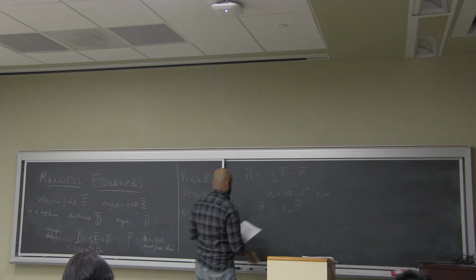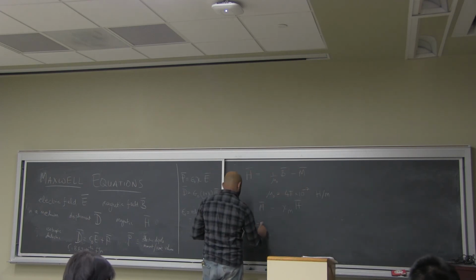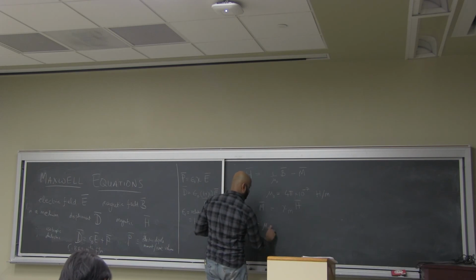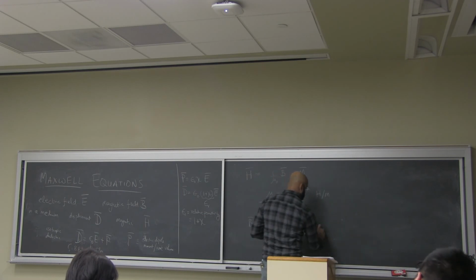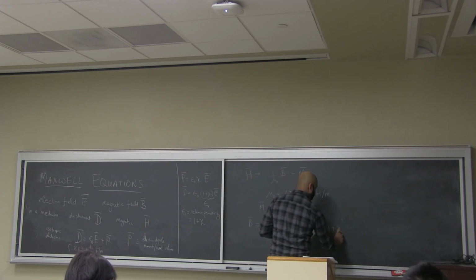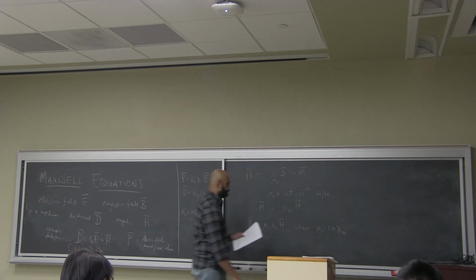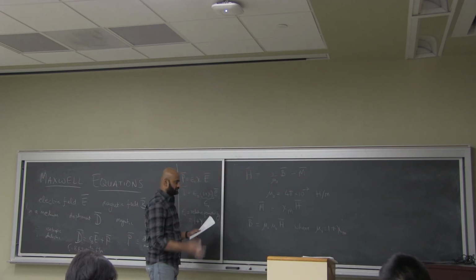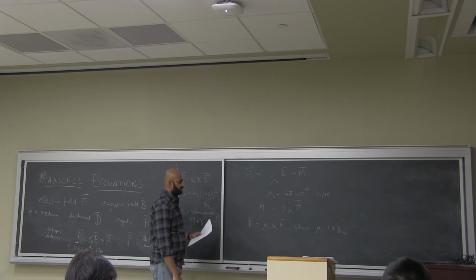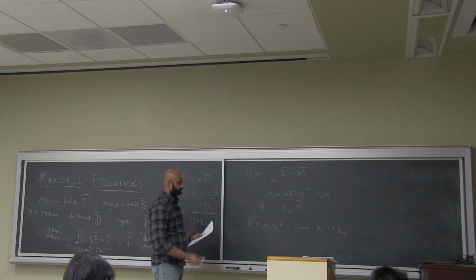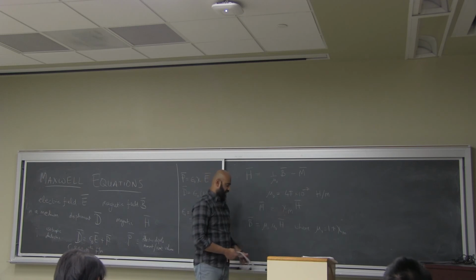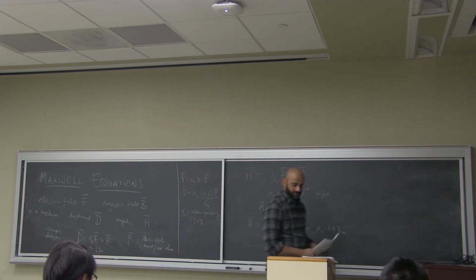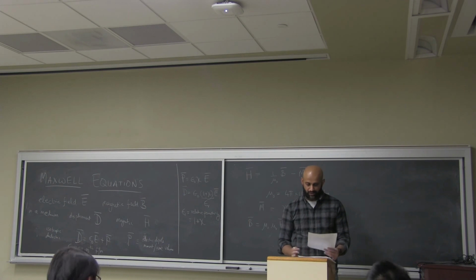So we arrive finally at B, then, in an isotropic medium, is simply mu naught times mu R times H, where mu R, this 1 plus chi M, is the relative magnetic permeability. For most situations, especially at the frequencies at which most classical optical fields are present, this chi M is going to be essentially 0, and the relative permeability is just going to be 1.